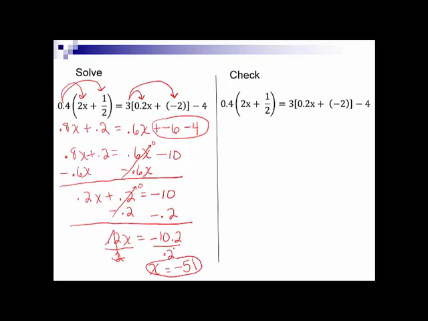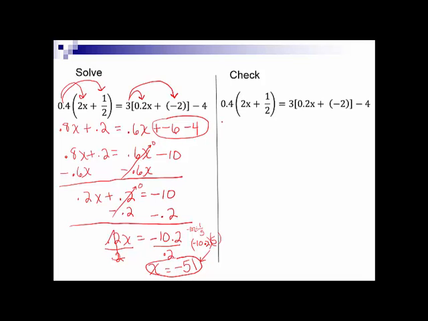Use your calculator to support you if you need. 0.2 I know is the same as 1/5. So I did negative 10.2 divided by 1/5. That's negative 10.2 times 5. And when I multiplied those together, I came up with my negative 51. But use your calculator for support. But anytime you're dividing by something between 0 and 1, you're actually going to end up with a larger number.